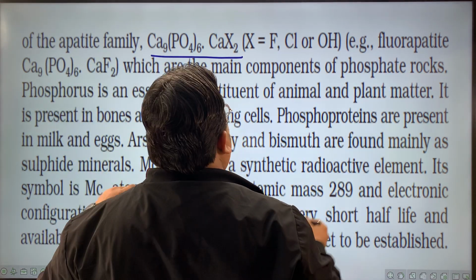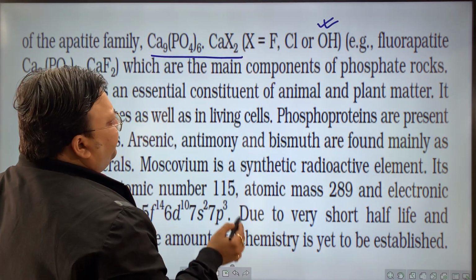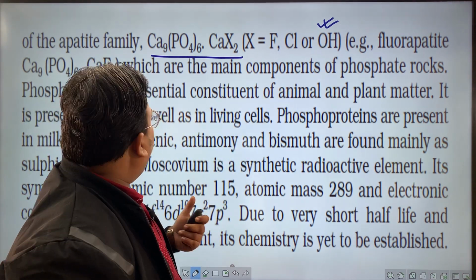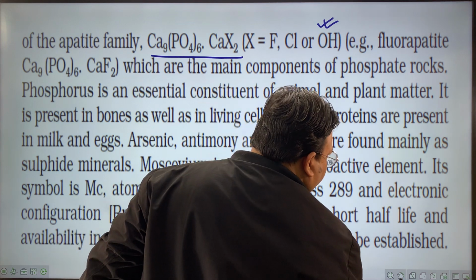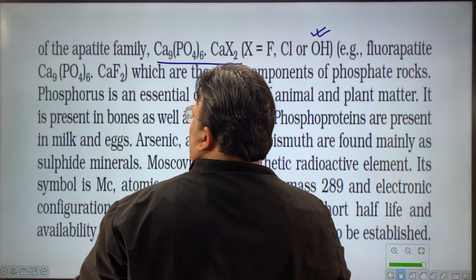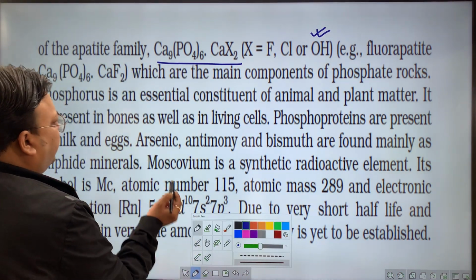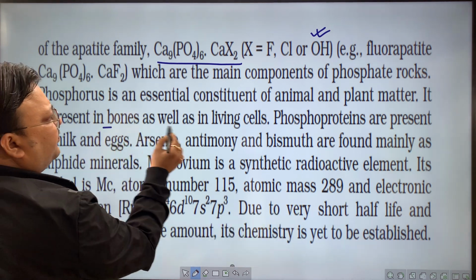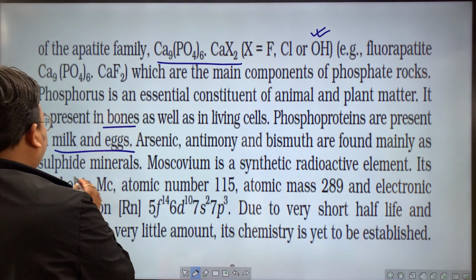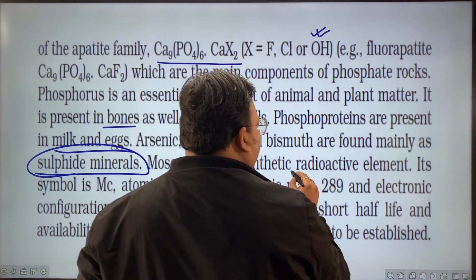Example, fluorapatite. Remember, they have written OH here as well. So there could be Ca(OH)2 as well. Along with fluorine and chlorine, they have also written OH here. These are the main components of phosphate rocks. Phosphorus is an essential component of animal and plant matter. Now, it is present in bones and living cells. So this information is there with the bio students as well. It's present in the bones, living cells, milk, egg. Arsenic, antimony, bismuth are found mainly as sulfide minerals. I told you they are found as sulfide minerals. Moscovium is a synthetic radioactive element.